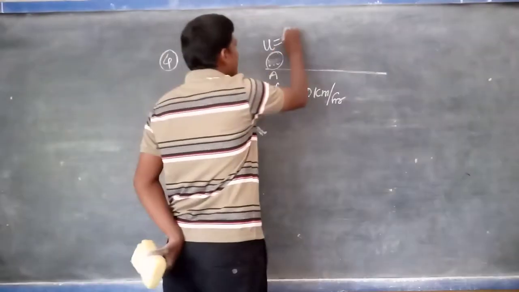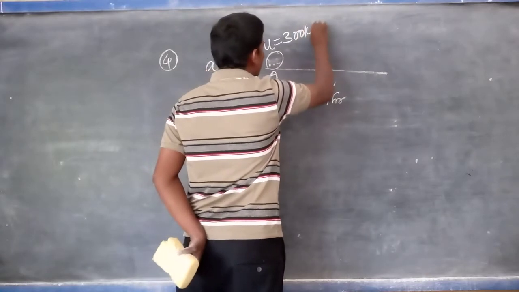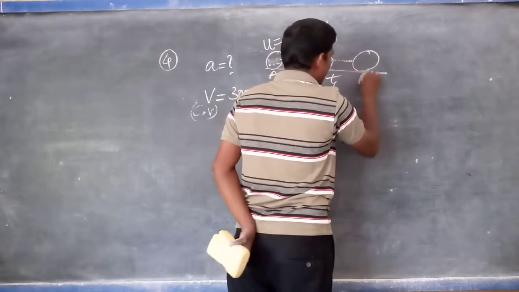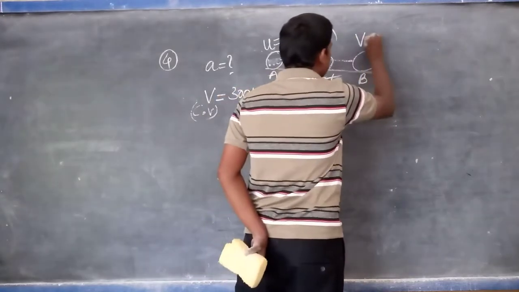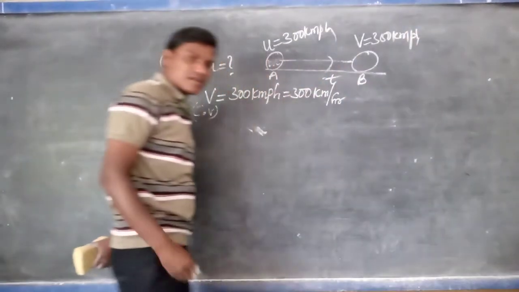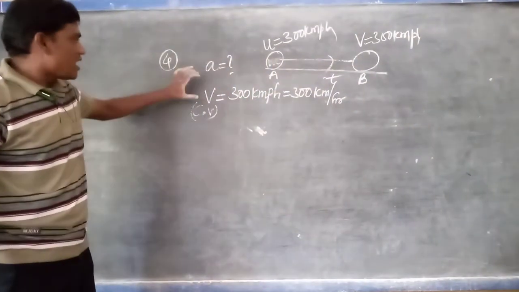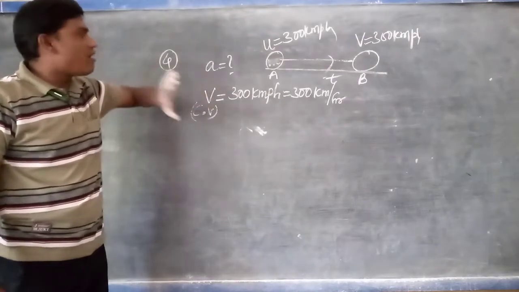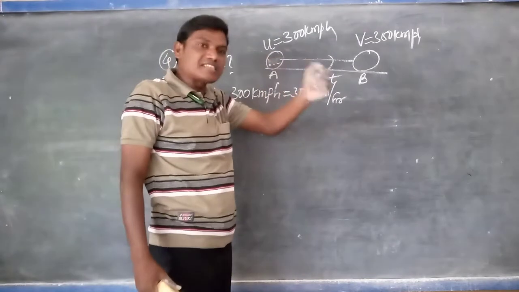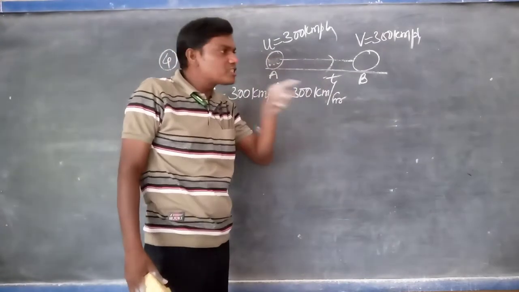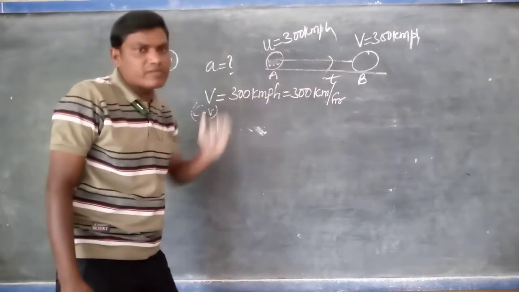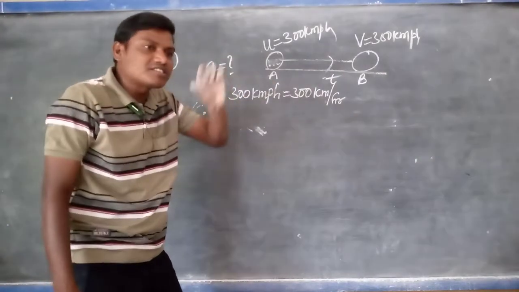So u is equal to 300 kilometers per hour. After a certain time, the car is at point B, and its velocity is 300 kilometers per hour. What is the meaning of that? We are observing that the car is moving with constant velocity. Constant velocity means the body covers equal distances in equal intervals of time in a specified direction.